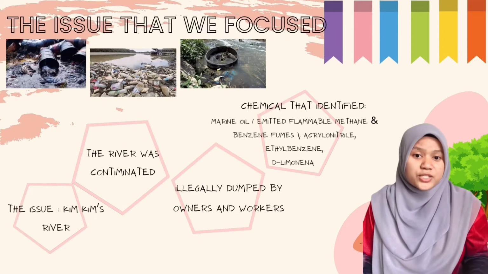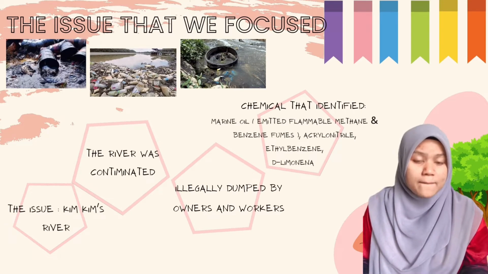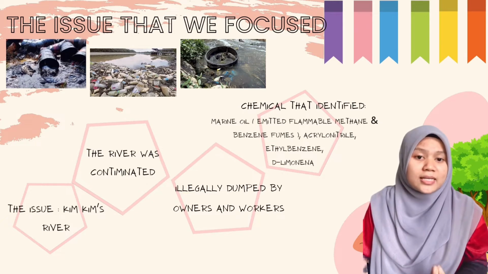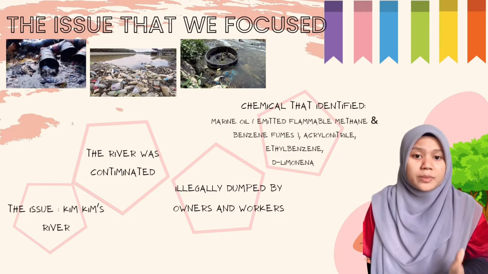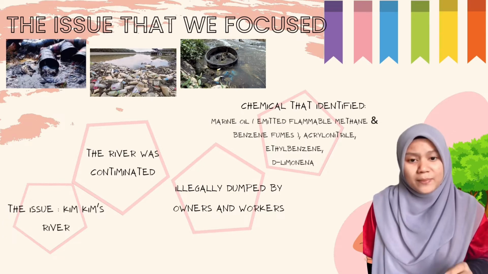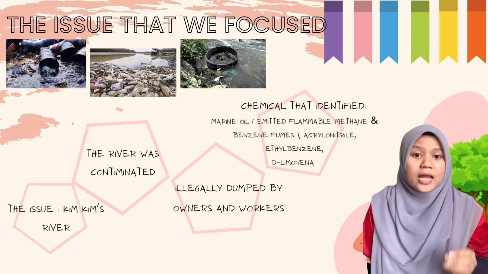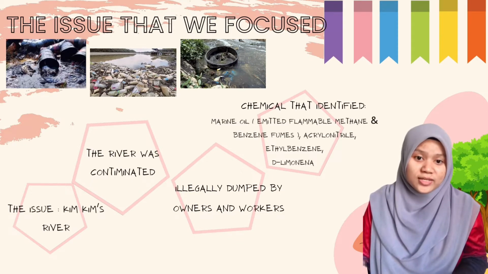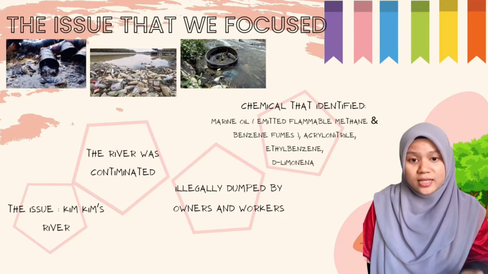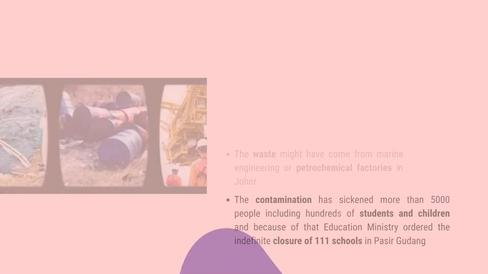The specific issue that we focus on is Kim Kim River, which is contaminated by chemicals. It is caused by illegal chemical waste dumping at Kim Kim River by irresponsible owners and workers of the factories. The chemical identified in the river is oil marine that emitted flammable methane and benzene fumes. Last but not least, several other chemicals identified in the river are acrylic, antibenzene, and dilimanine.